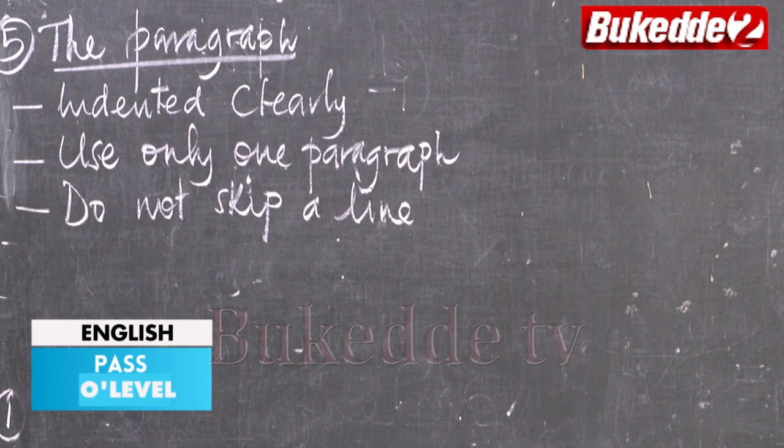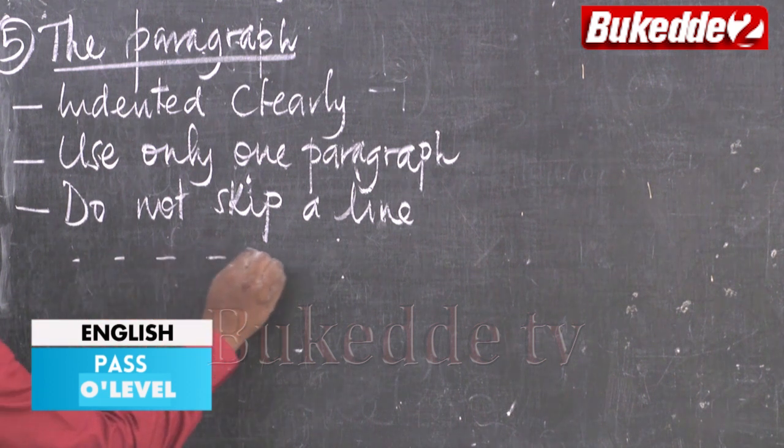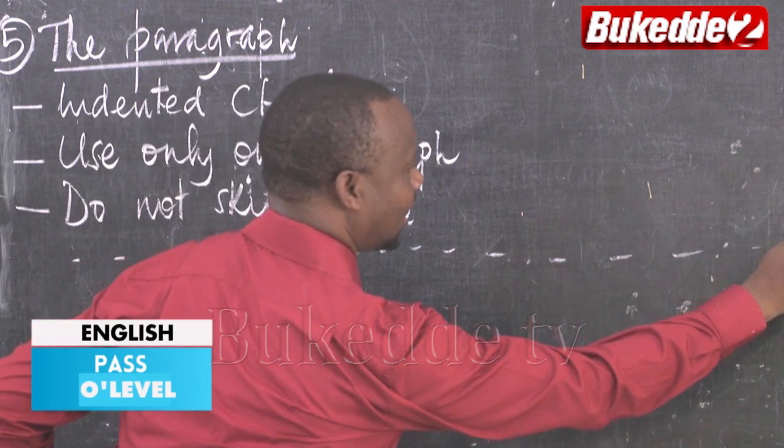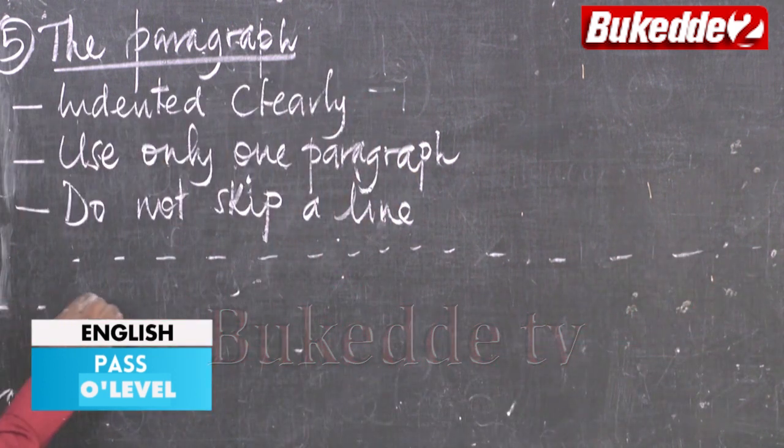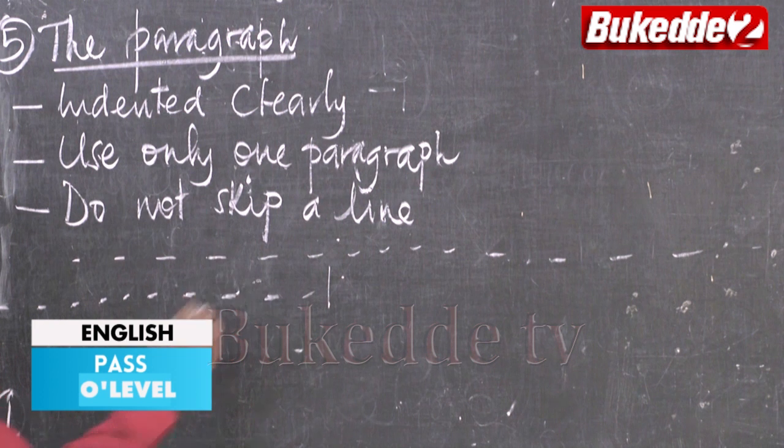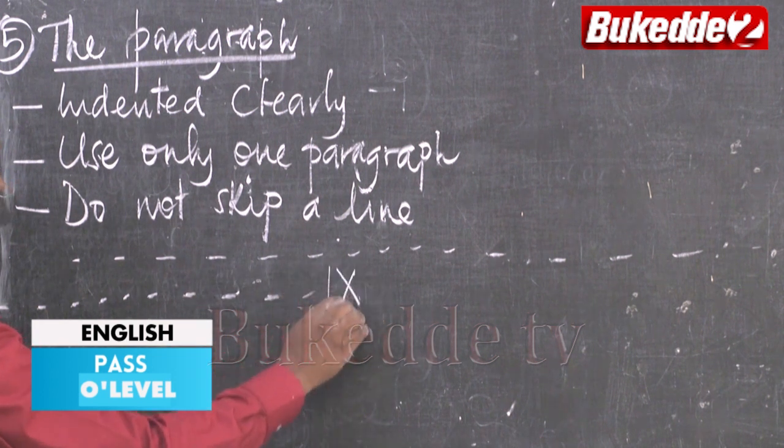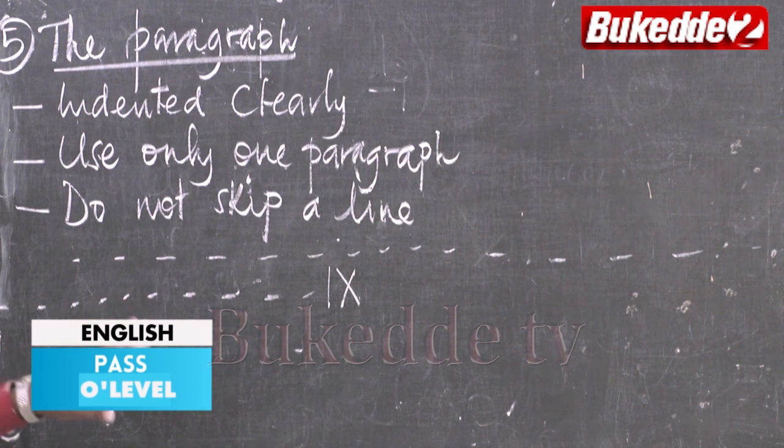There are some of us who discontinue the sentence in the middle of the paragraph. That means you are beginning a new paragraph. Let's say this is our paragraph and we have written up to the end here. Then you come back and write and stop here, then begin afresh. This one is wrong because you are starting a new paragraph. A paragraph should not be discontinued along the way.